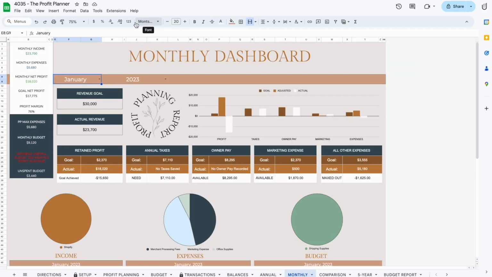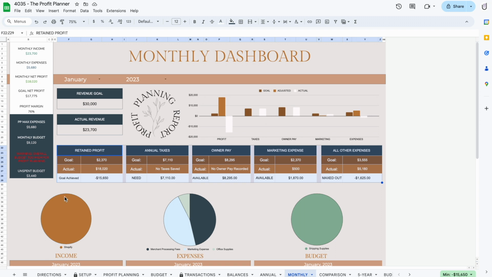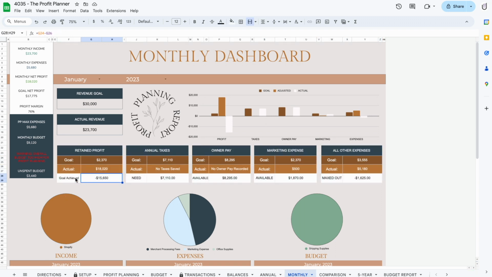The monthly tab works similarly to the annual tab in that it's going to track your profit planning for you along with your real data, but it's going to be narrowed down on a monthly basis. So every single month, you're going to be inside of this monthly dashboard looking at your revenue goal versus your actual goal, looking at how you're doing on a monthly basis for your profit planning, which is going to be in this section here.